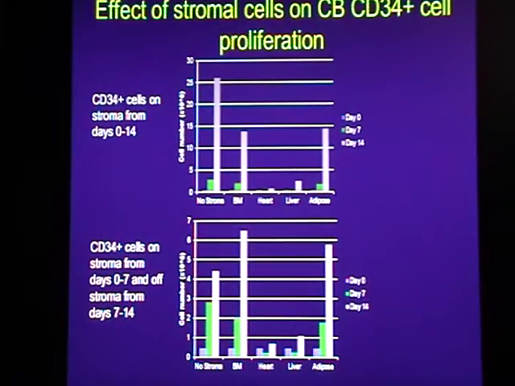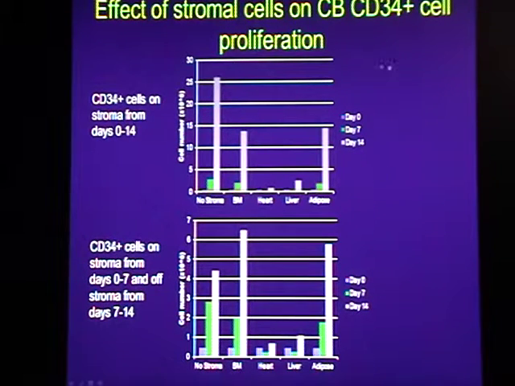We've also looked at the effect of stromal cells on proliferation of hematopoietic cells. Here we've used cord blood-derived CD34 positive cells. What you can see is that these cells, in the presence of growth factors, will proliferate. In the absence of stroma, we get an increase in cell numbers over a 14-day period. This is supported by bone marrow and adipose. However, with both the cardiac and the liver-derived stromal cells, there's minimal support of the CD34 proliferation, actually suggesting that there's inhibition of the proliferation of these cells.